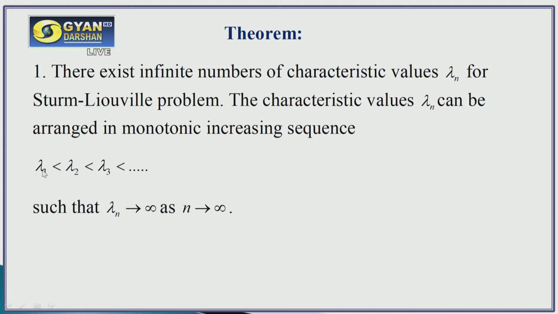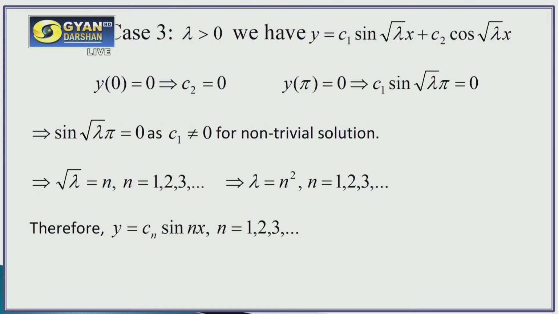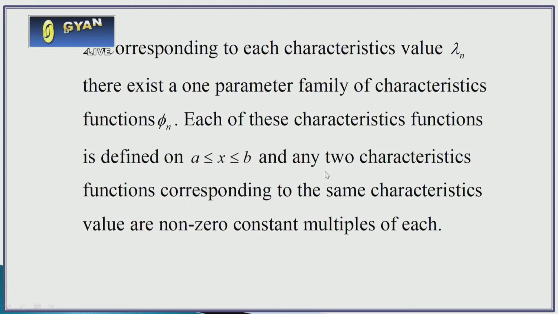So you can arrange this lambda in such a way that you will be able to write them in this manner, and this lambda n tends to infinity as n tends to infinity. This is the first result. Again, if you want to tally it with our examples, you can see here your lambda is n square. So as n tends to infinity, this goes to infinity, and for n equal to 1, 2, 3, these are all monotonically increasing. Okay, now let's see the second result.